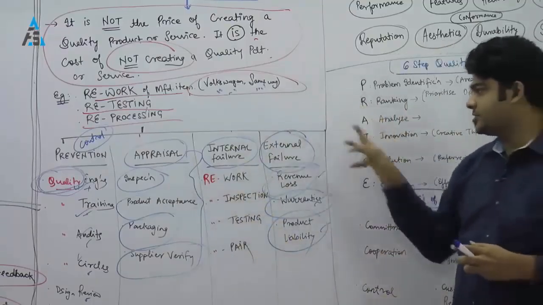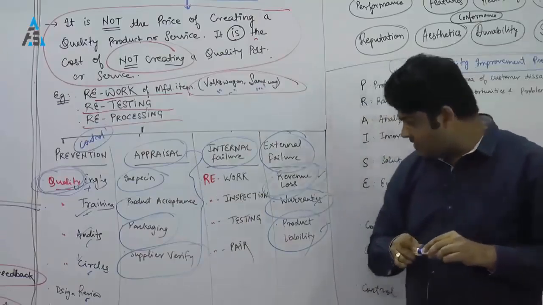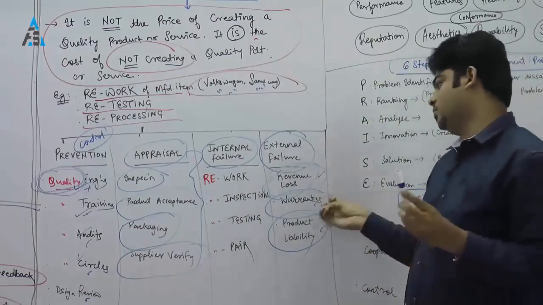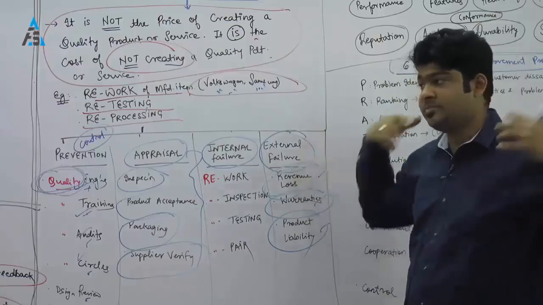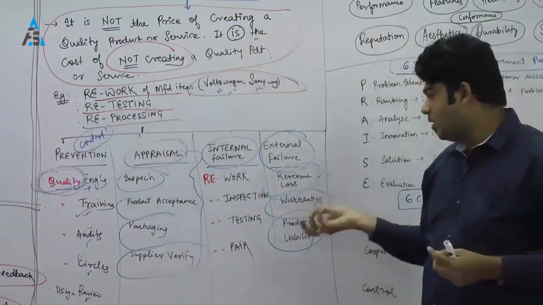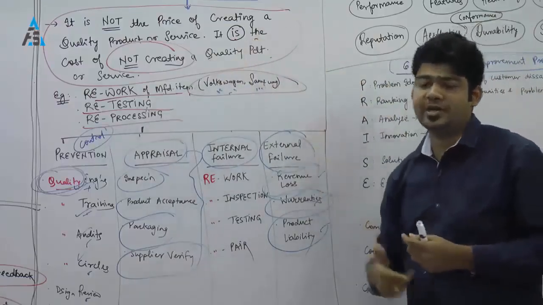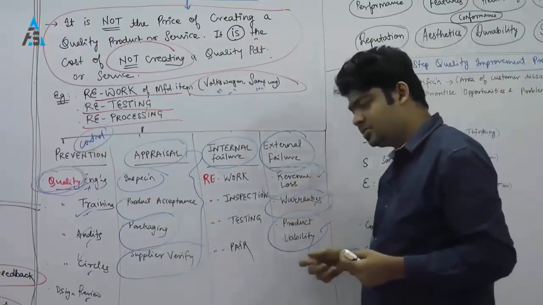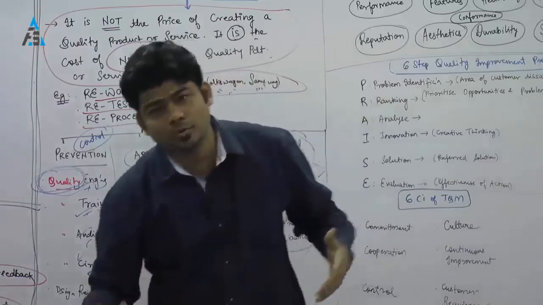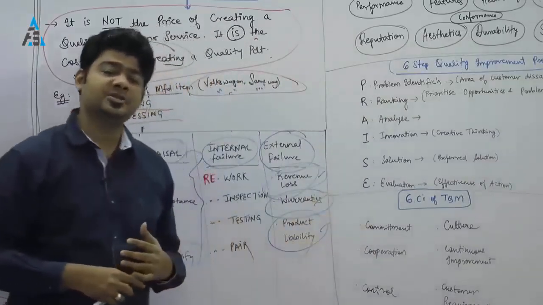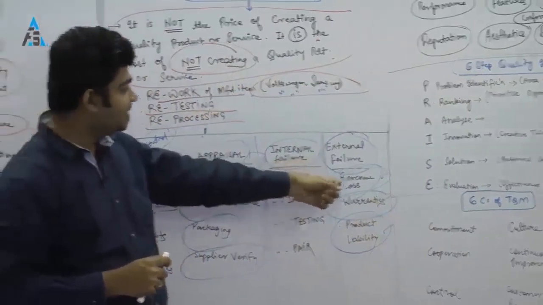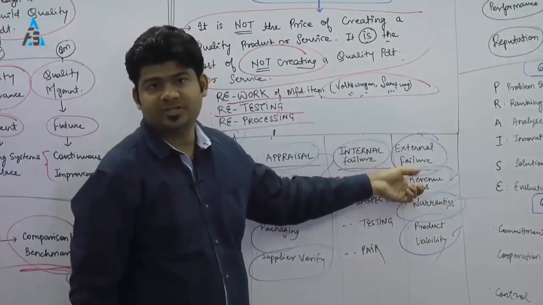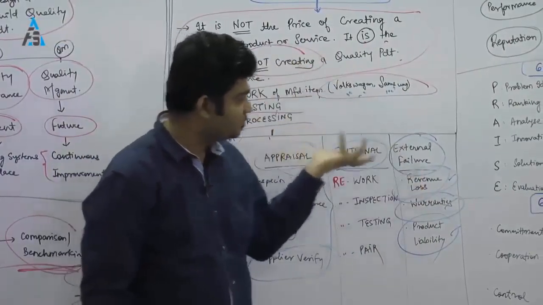If it is not internal, then it is external failure, I will have to check that product liability will arise, because I may have to give a new product. Or there may be a warranty issue wherein I will have to repair a particular product, a part of a product, and it is going to result in revenue loss because no more the customers are going to purchase my product, which is the biggest loss which I am going to face. Alright, so these are those aspects.